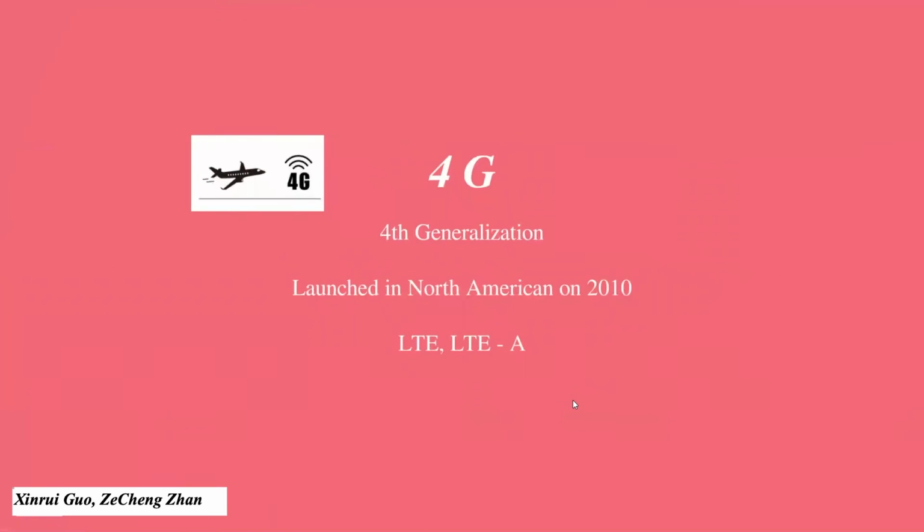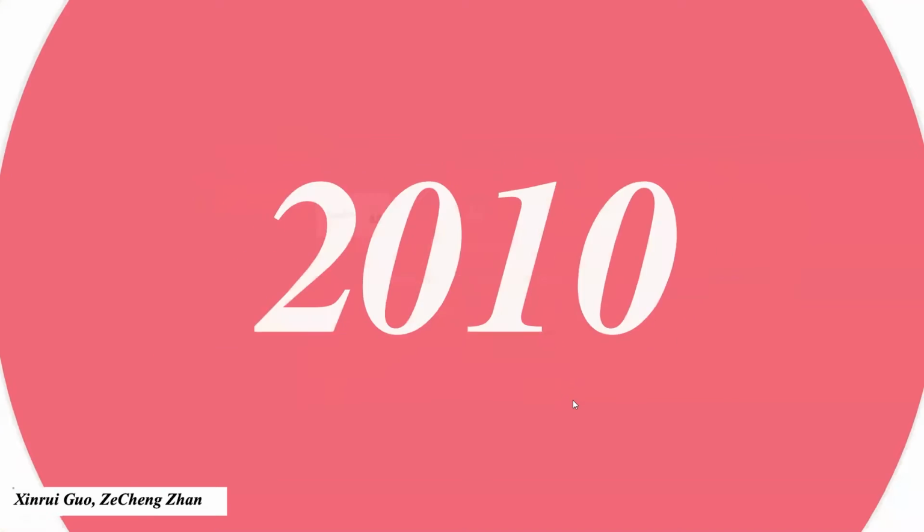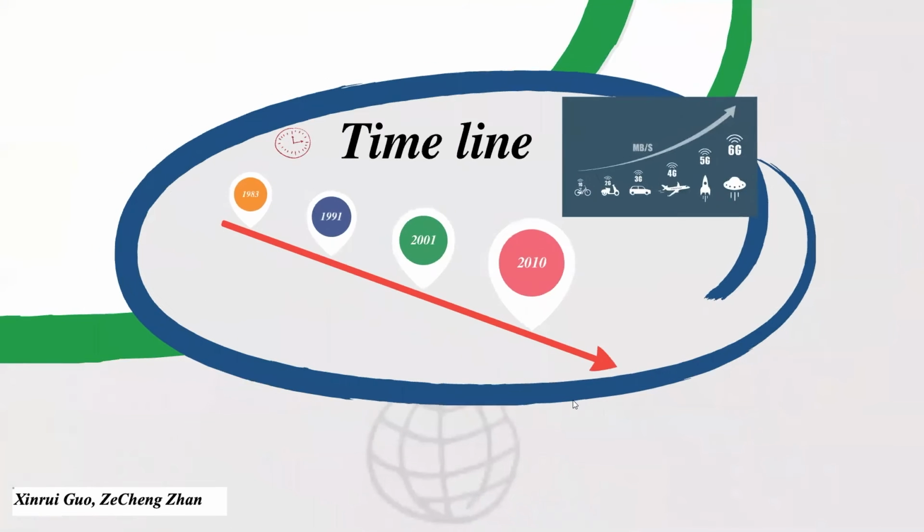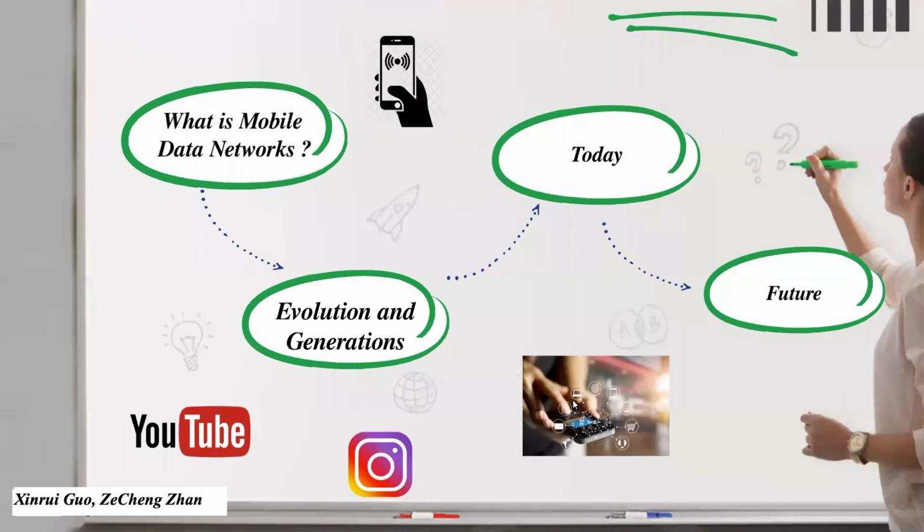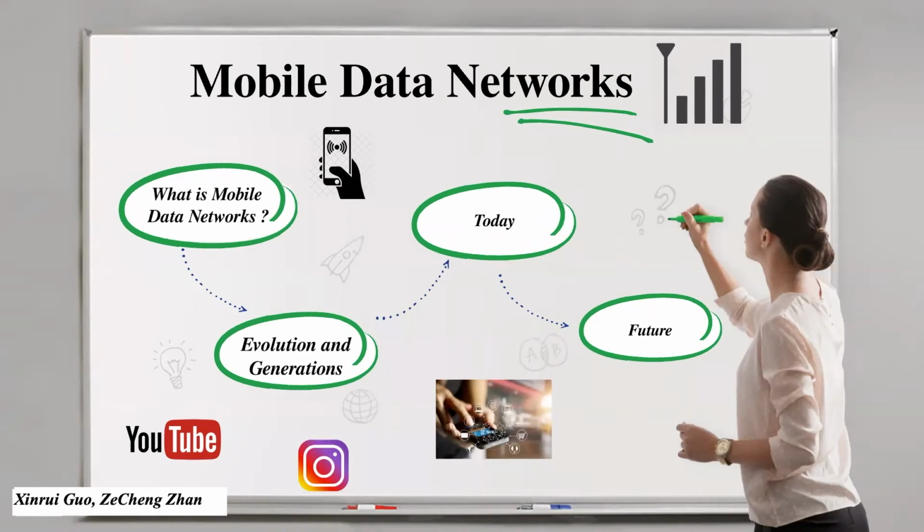4G is the fourth generation that launched in North America in 2010. It used the Long-Term Evolution and Long-Term Evolution Advanced technology. 4G is the most commonly used in today's world. Now we will continue to briefly talk about all generations in the now and the future and illustrate 5G more in detail.